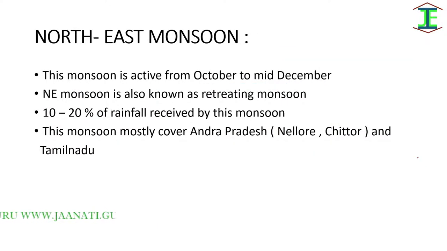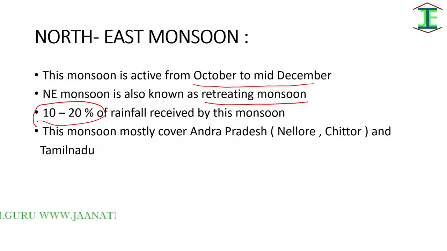Next monsoon is the Northeast monsoon. The Northeast monsoon is the complete reverse of the Southwest monsoon. This wind takes place in the winter season, and this monsoon is active from October to mid-December. This monsoon is also known as the retreating monsoon. 10 to 20% of the rainfall is received from this monsoon. It mostly covers Andhra Pradesh, particularly Nellore and Chittoor districts, and Tamil Nadu.